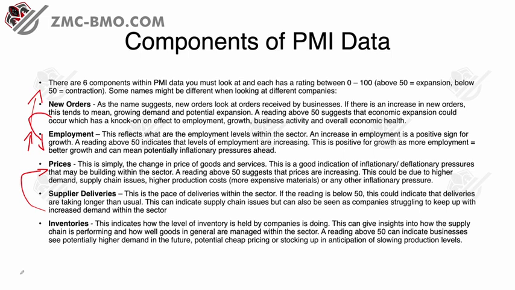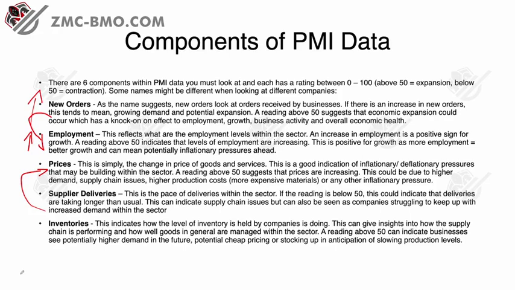And in terms of inventories, as this indicates, it's just the level of inventory held by the company. How much are they holding on hand, basically? How many goods are they holding? This can give insights into how the supply chain is performing and how well goods in general are managed within the sector. A reading above 50 can indicate businesses see potentially high demand in the future, potentially cheap pricing. So obviously what they mean by that is if inventories are really high, that could mean, as we've just mentioned here, high demand. So they're trying to keep the inventory levels high so they don't have issues with stock.